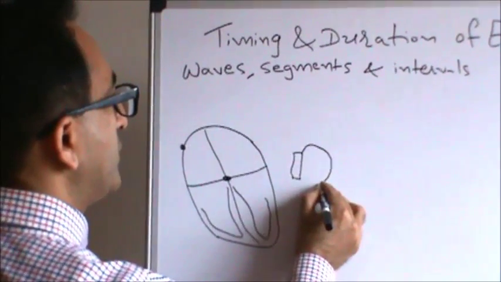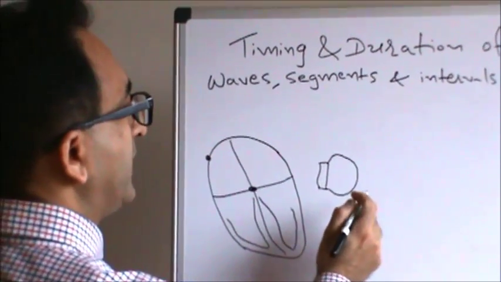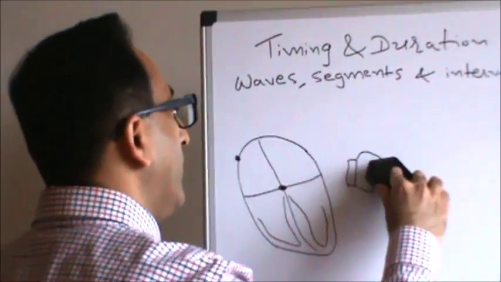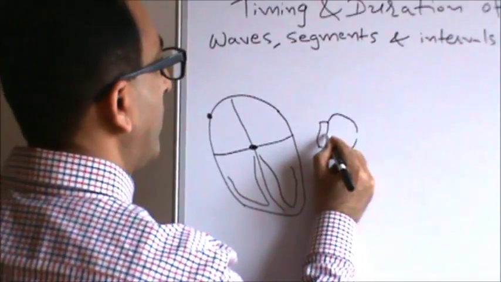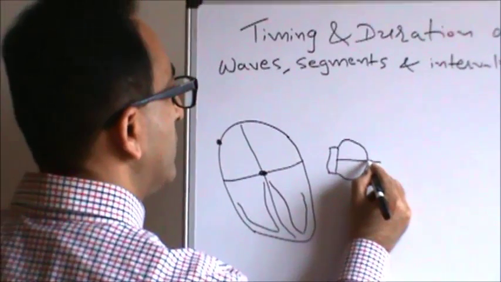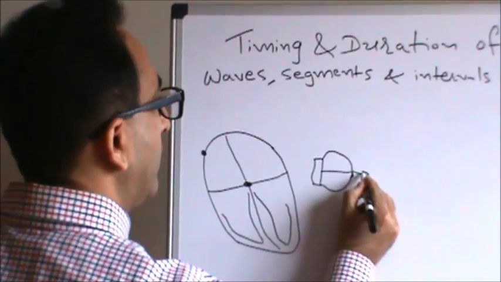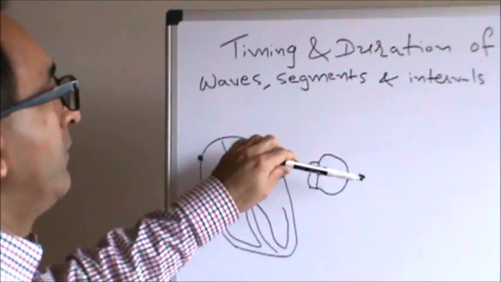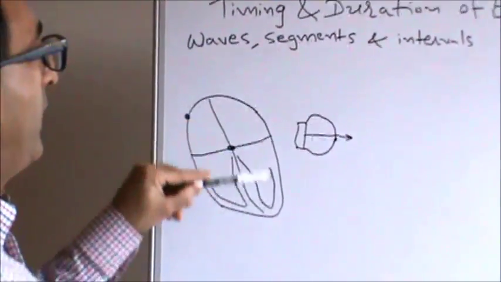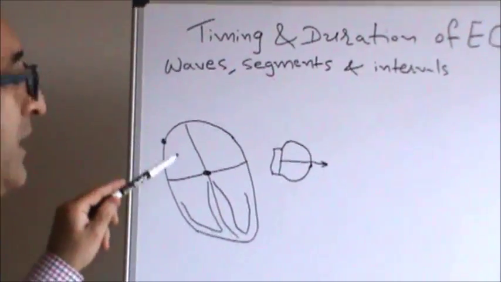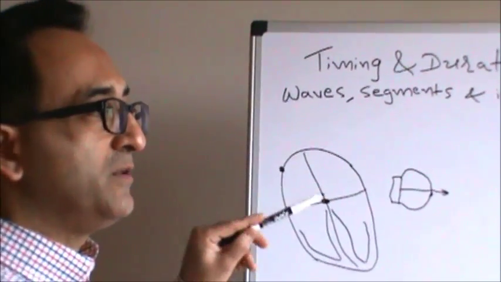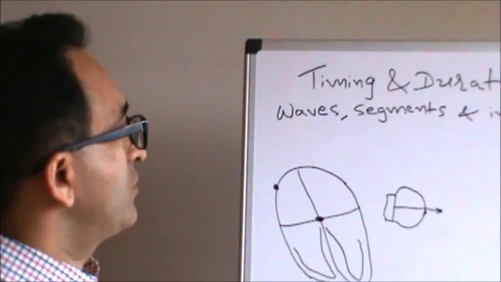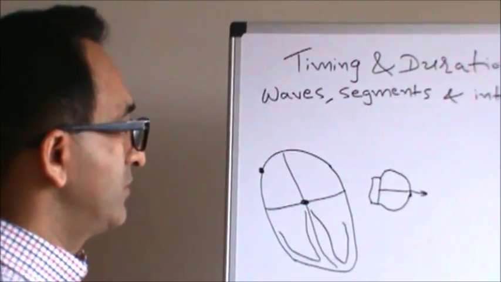we reviewed this galvanometer, or simply speaking electric meter. And there is a pointer that comes out, or the needle, and that needle will go up and down depending upon the electrical events that happen in our heart that generates the cardiac vector. That cardiac vector ultimately forms the ECG patterns. So today we will see the timing, duration of waves, segments and intervals.